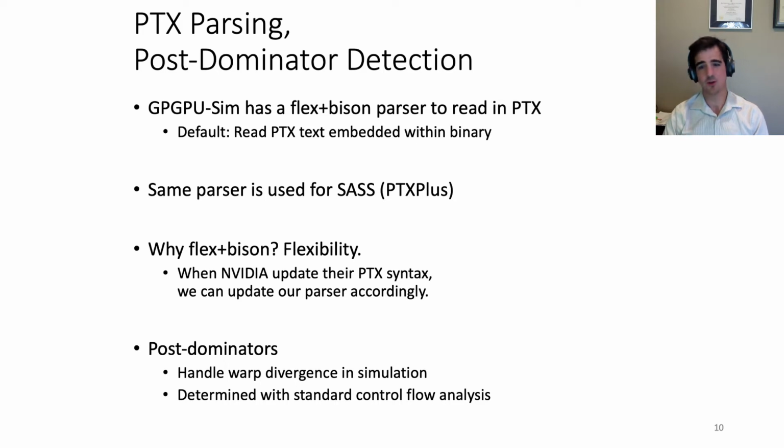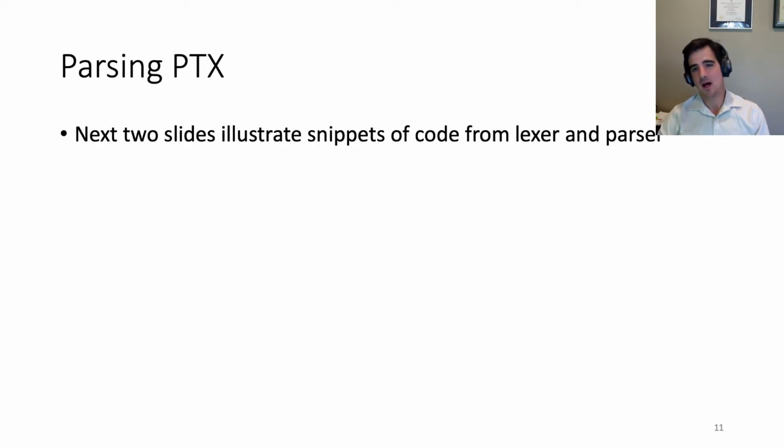The reason we have to do it all the time is because we need to know where the post-dominators are in the code when you encounter branches, so we can properly mirror the control flow divergence that happens inside the code. And so there's a bunch of code in the front of the simulator that does that pass. I'm going to briefly show you what we do with the lexer and the parser.